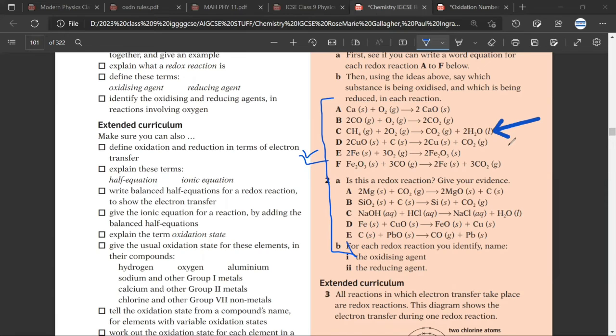Try to do the C part, E part and F part, and tell me using oxidation number. Sir, do I have to tell whether they are being oxidized or reduced? Yes, you'll have to tell me the oxidation numbers of all the elements in the compounds. Have you understood? Yes.